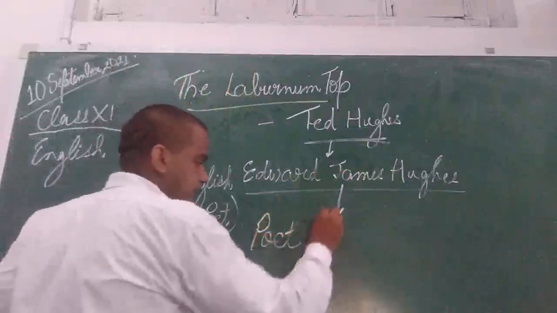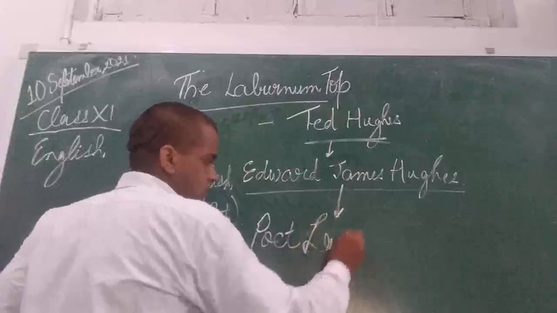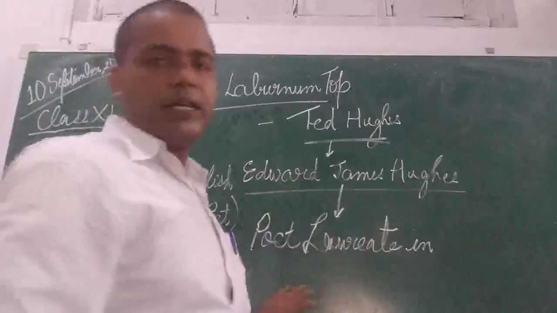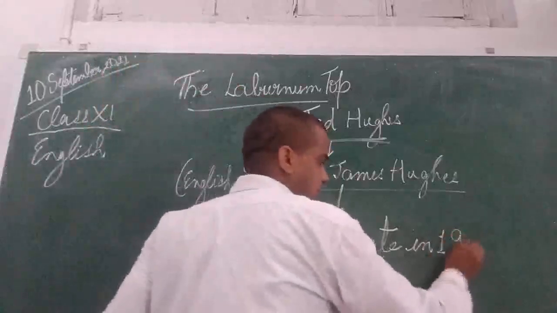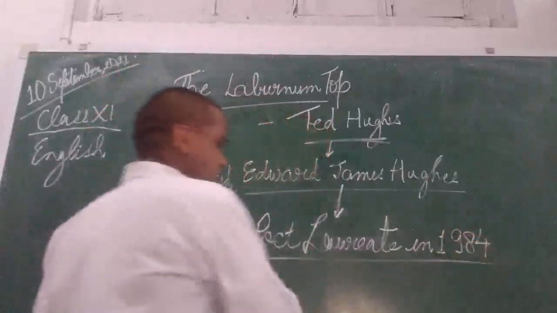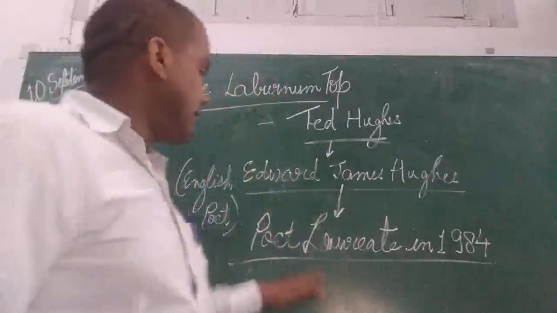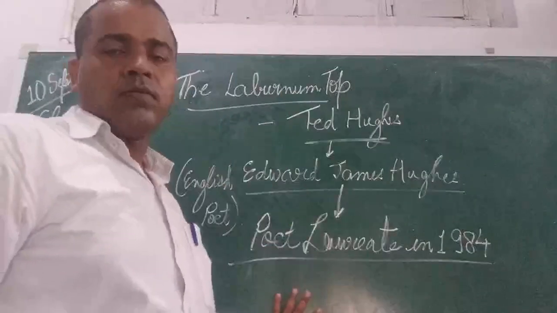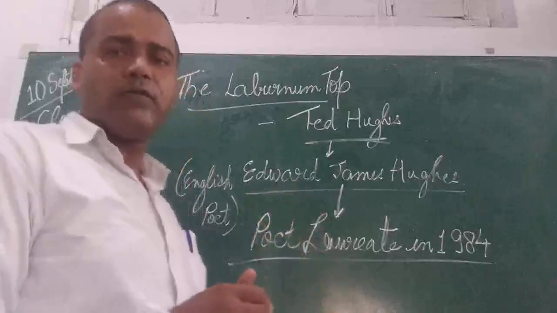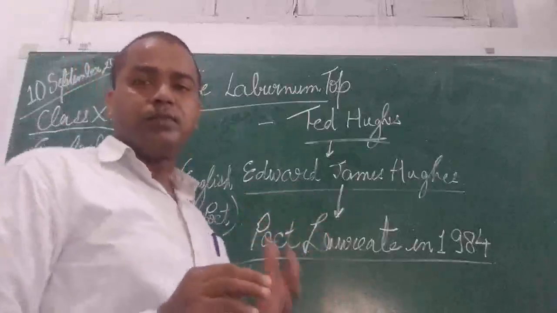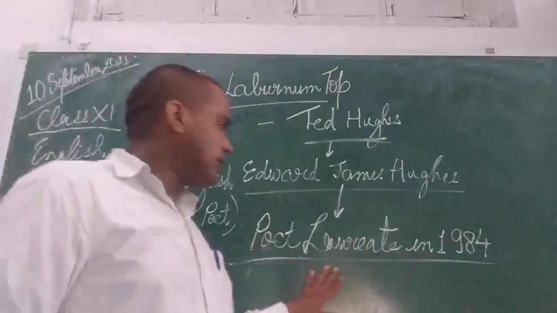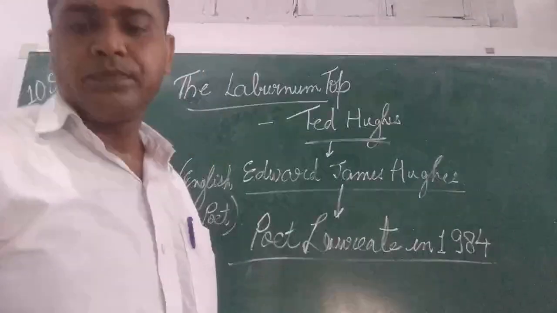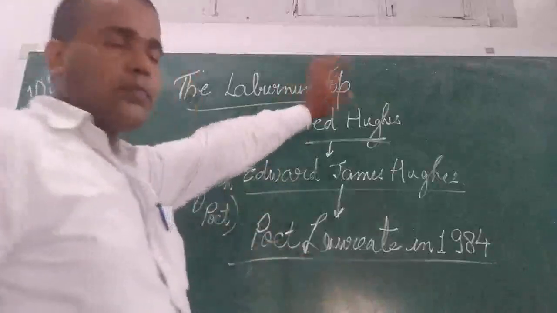He got the poet laureate title also. In which year? He was poet laureate in 1984, and everyone knows that this title is given to famous writers who are very much specialized, who are very much expert in their writings. That's why they were selected for the poet laureate post. And this poet was poet laureate till his death.